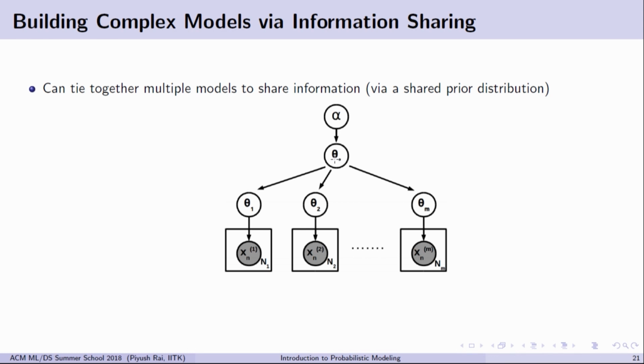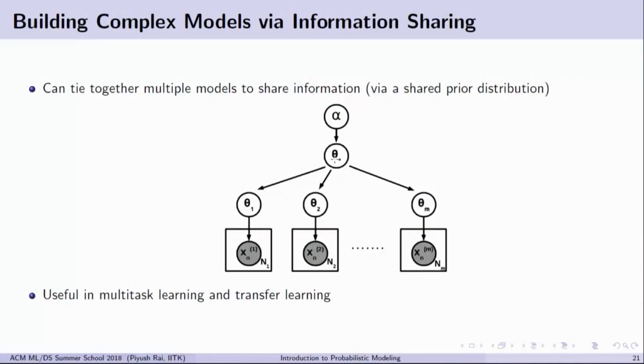So we can collaboratively solve multiple problems by sharing information, and it's very natural in a probabilistic setting. You just have to add one more prior distribution that ties together all these parameters. This notion of building complex models by combining simple models and sharing information by using a prior is very natural in probabilistic modeling. It is also very commonly used in things like transfer learning or multitask learning, where each problem is a task that you're trying to learn. Rather than learning each task independently, you can learn them collaboratively.